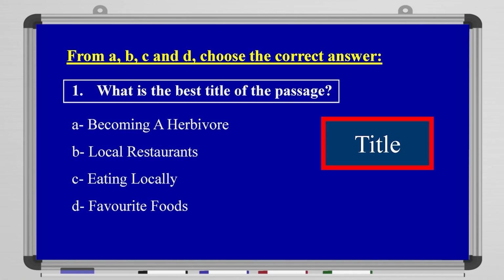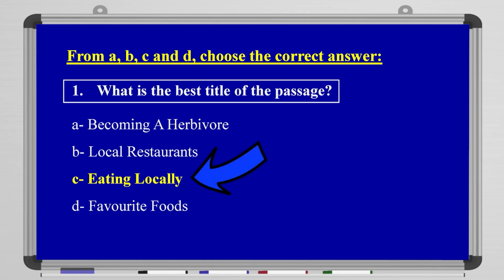We finished reading the text. Now let's go back to the questions. From A, B, C, and D, choose the correct answer. This is multiple choice. What is the best title of the passage? Is it A, Becoming a Herbivore? B, Local Restaurants? C, Eating Locally? Or D, Favorite Foods? From what we read, we understand that the answer is Eating Locally. This is one of the questions which is the best title.